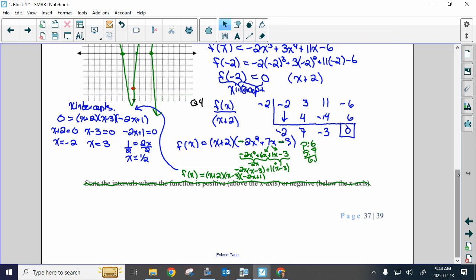Okay. Now, does anyone have any questions about how to fully algebraically graph a function? Okay, go to LifeWorks.